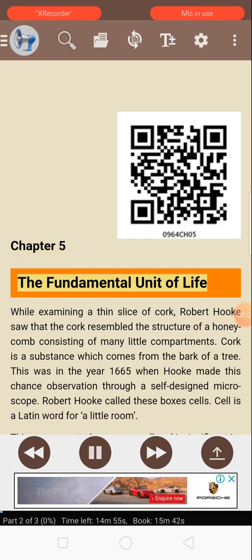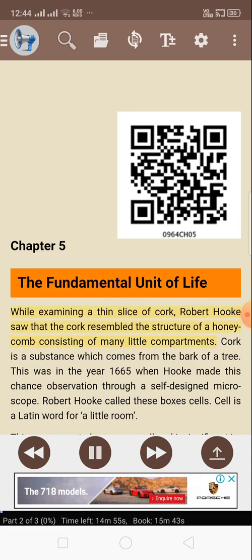5. The fundamental unit of life. While examining a thin slice of cork, Robert Hooke saw that the cork resembled the structure of a honeycomb, consisting of many little compartments. Cork is a substance which comes from the bark of a tree. This was in the year 1665, when Hooke made this chance observation through a self-designed microscope. Robert Hooke called these boxes cells. Cell is a Latin word for a little room.